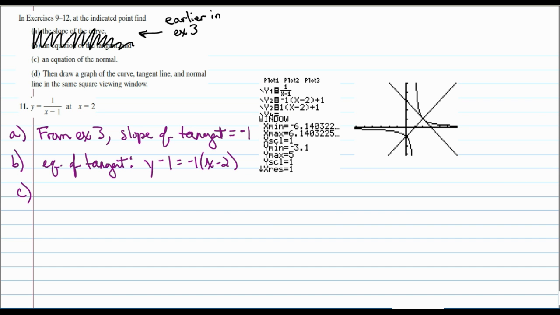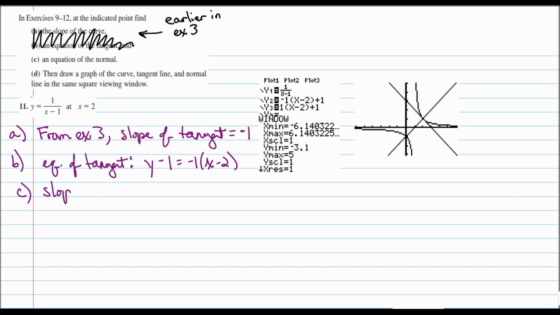The now try problem is the second two parts of number 11. We started that earlier in example 3, so now we're going to finish it up here in example 5. We already know that the slope of the tangent to 1 over x minus 1 at x equals 2 is -1, and the equation of the tangent line is here. So now we need the equation of the normal line.